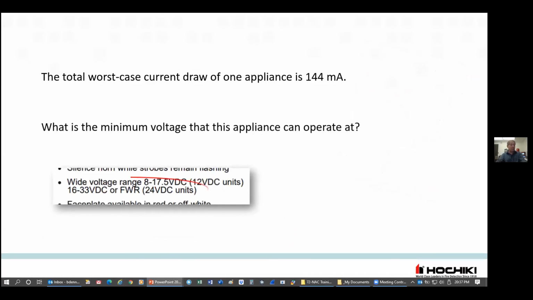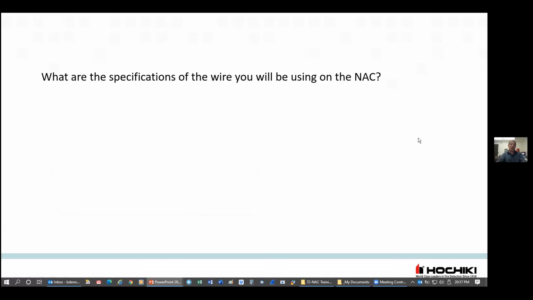What is the minimum voltage that this appliance can operate at? The data sheet tells us 16 to 33 volts is the operating range. So this appliance will operate correctly down to 16 volts. Now, what about the wire? That's the last little part of this. What are the specifications of the wire? If you can get the manufacturer's data sheet, you can find the information there.